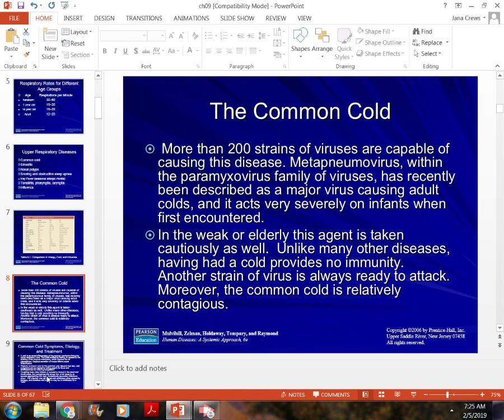So it's very important that if someone does have a cold, we make sure that we stay away from very young children. It's the same way with people who are elderly. It can cause more problems. It can cause pneumonia. If someone has COPD and we give them a cold, it could also cause pneumonia. So in the weak and the elderly, we have to be very cautious if we have a cold. Unlike other diseases, there's no real immunity to the cold, and so another strain of the virus is always ready to be picked up from someone else, and we can continue to spread those along.